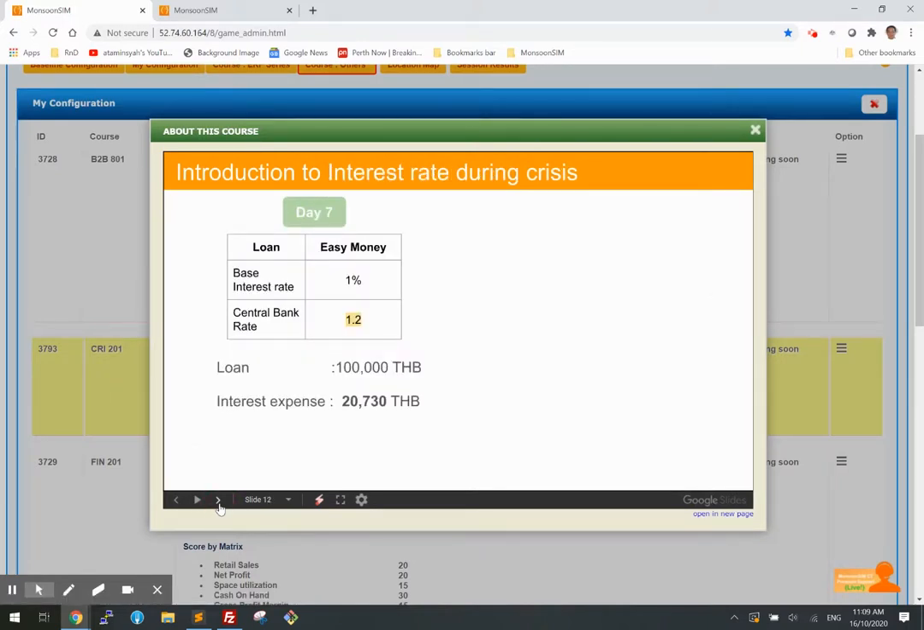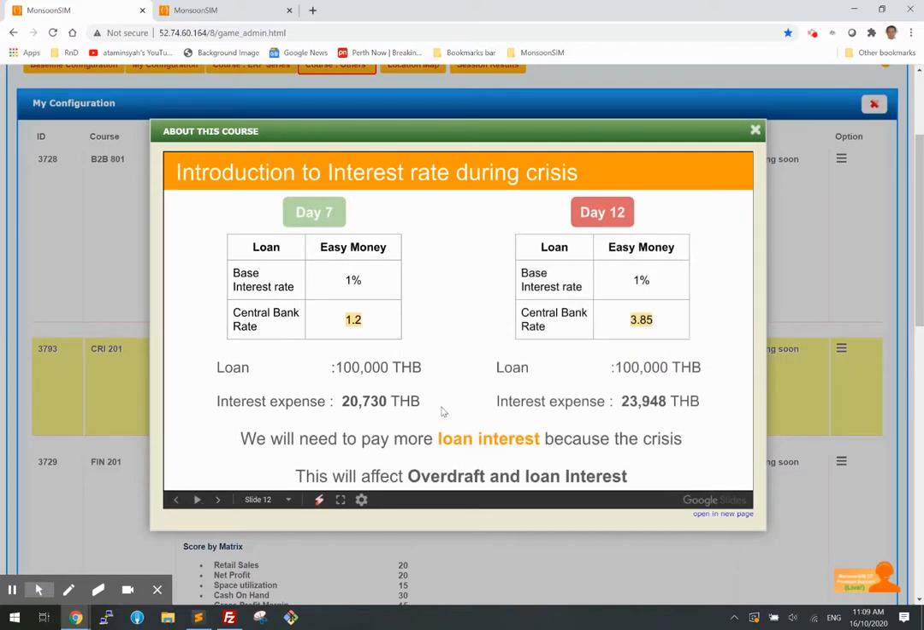Interest rate. Now suppose you have a loan outstanding of 100,000 Thai baht, and currently it's 1.2% plus the base rate, maybe so it's 2.2%. So you're paying interest expense of 2,200. When the crisis hits, it becomes 3.85%. So now your interest expense suddenly jumps.